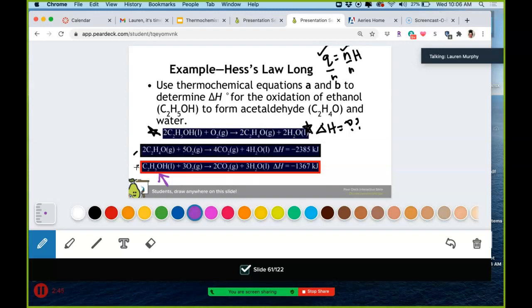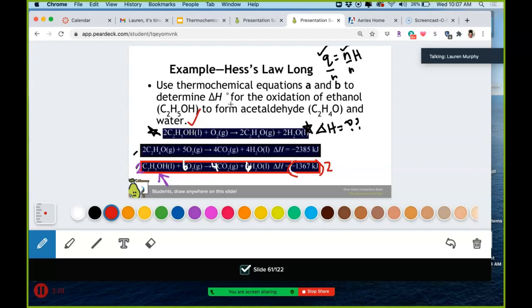Well, I multiply everything by 2. So this will be a 2. 3 times 2 is 6. 2 times 2 is 4. 3 times 2 is 6. And then if you multiply everything there by 2, you also have to multiply the delta H by 2. Okay? Enthalpy is extensive, meaning if you have more stuff, you have more heat. So again, I multiplied by 2 to get it to match up here. 2 ethanols, now I have 2 ethanols.